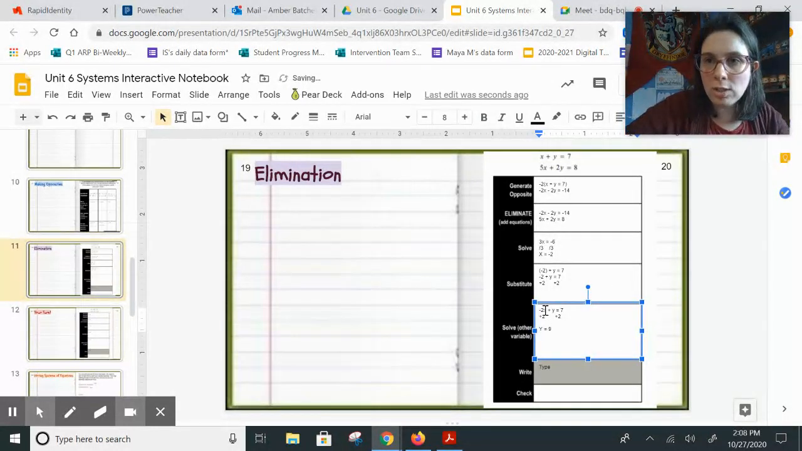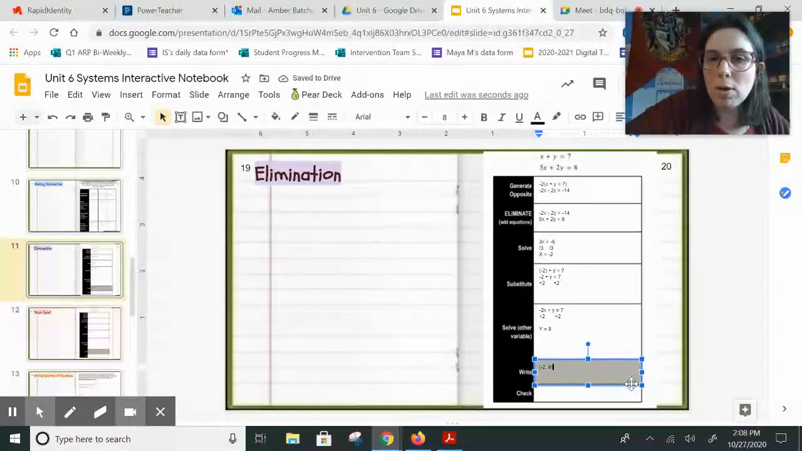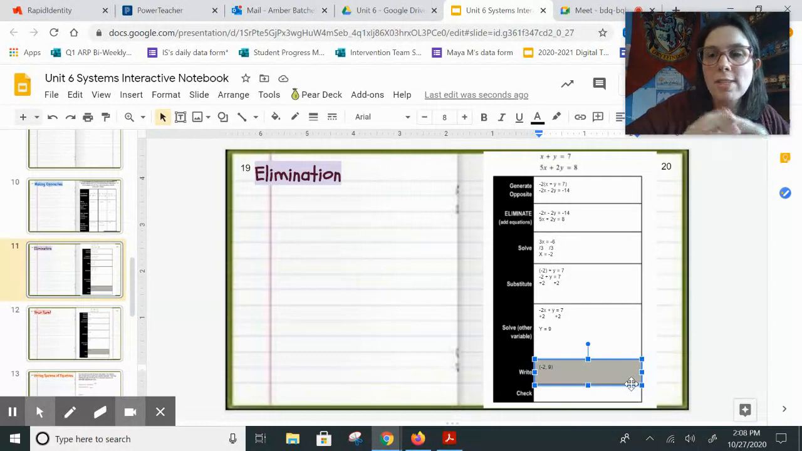So now write your answer as a coordinate point. Remember, x goes first. That's why you labeled them. So my x value up top was negative 2. The y value is 9. And now you're done. So when you're doing your elimination, remember, when you generate the opposites, they have to be the same number, but opposite signs. So you've got to think about, okay, what can I multiply by? So that variable will have the same numbers for both, and then opposite signs for both.